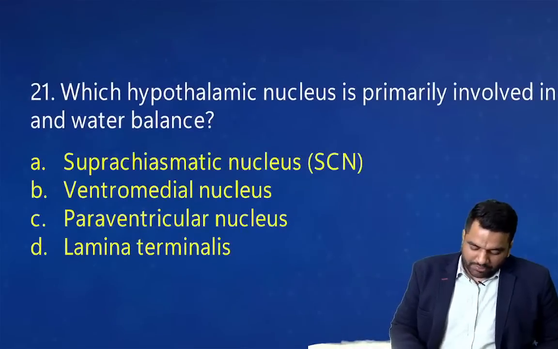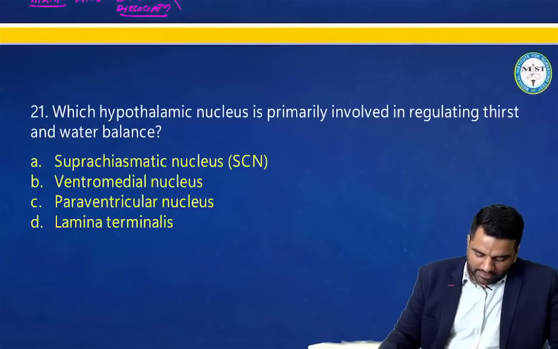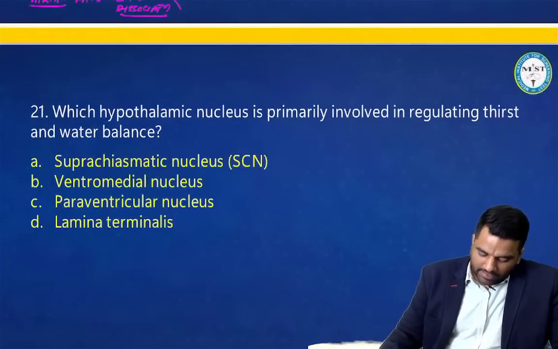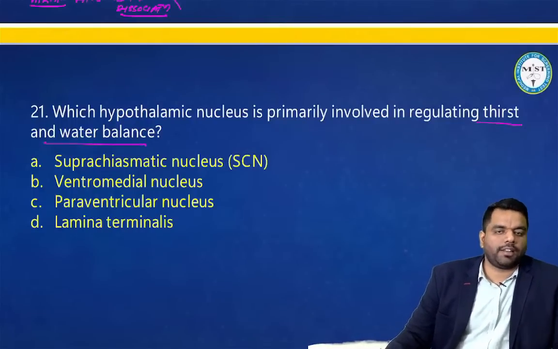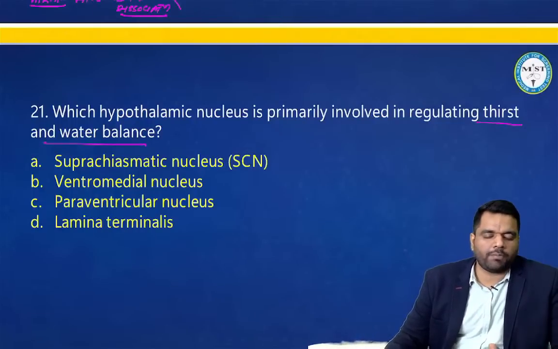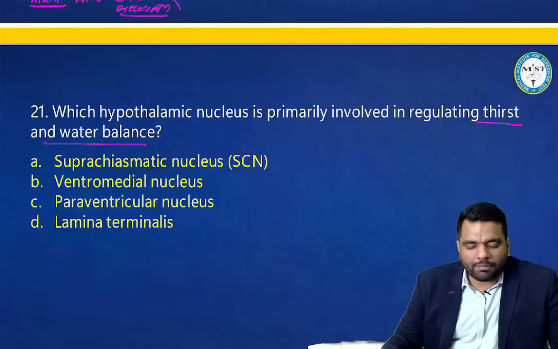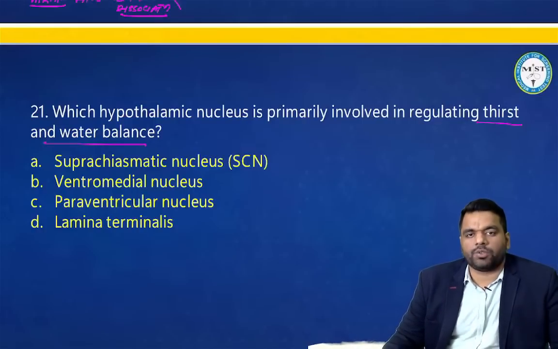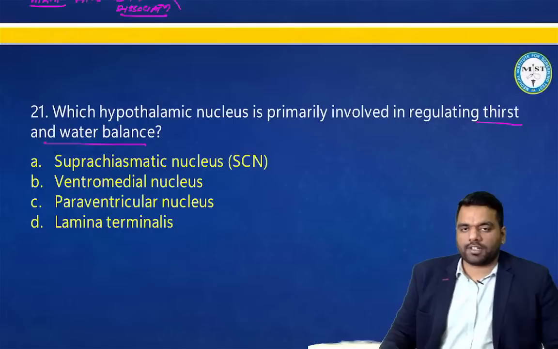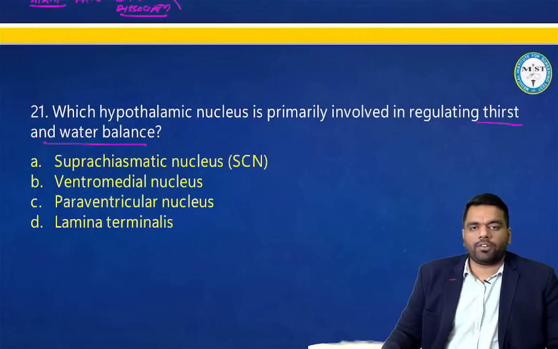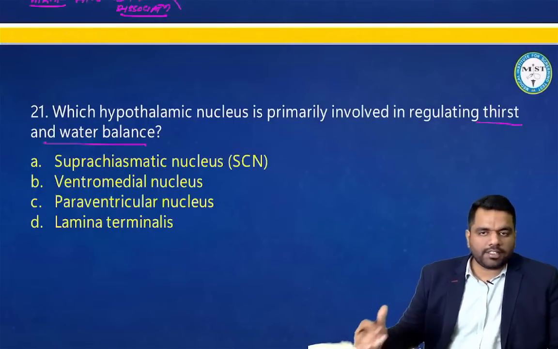Talking about the next question: which hypothalamic nucleus is primarily involved in regulating thirst and water balance? So now the questions are from the hypothalamus area, a very important part, which might be asked in your exam. So this hypothalamic area you must remember at any cost, guys. Which hypothalamic nucleus is primarily involved in regulating thirst and water balance?